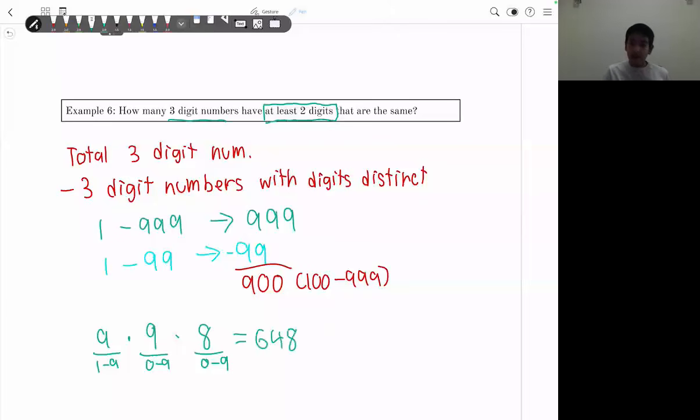Right now I briefly explained it, but if you're interested in a more detailed explanation of how we got 648, we went over this last class. You can always check out the recording for that as well.